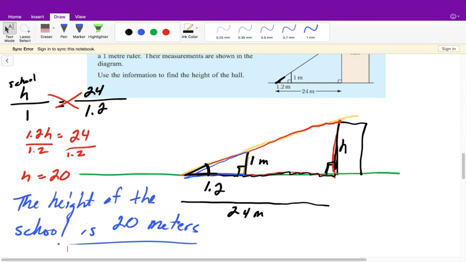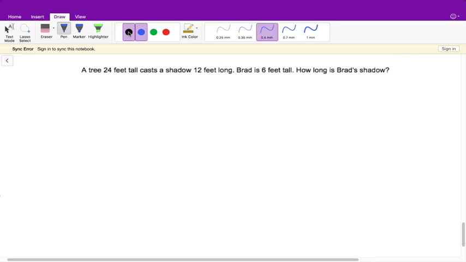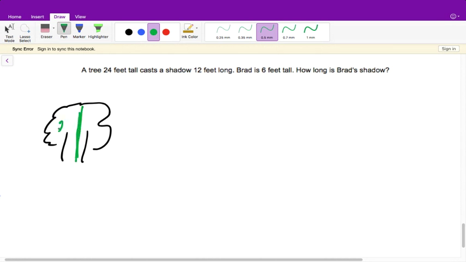All right, now there's one other question that we're going to go through, and then we're done with this video. All right, the last type of question we're going to go through is where I don't give you any image, and we have to draw this. So it says a tree 24 feet tall casts a shadow. So let's go ahead and draw this tree real quick. So here's our tree. And we know that it is 24 feet tall. So I'm going to put this line here, and I will put 24 next to it.